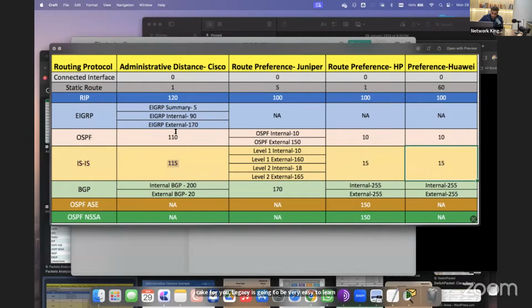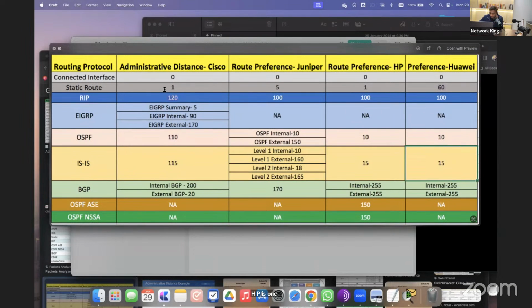So here you see, we have just a 5 number difference, 110 and 115. And if you configure both, OSPF is going to win the election. But again, in Cisco, EIGRP is going to beat everyone. EIGRP is a Cisco protocol, and it has the best administrative distance in Cisco. But if you have a static route, which is the best, Cisco has 1, Juniper considers 5 for static route, HP is 1, Huawei 60. I don't know why Huawei made it 60.